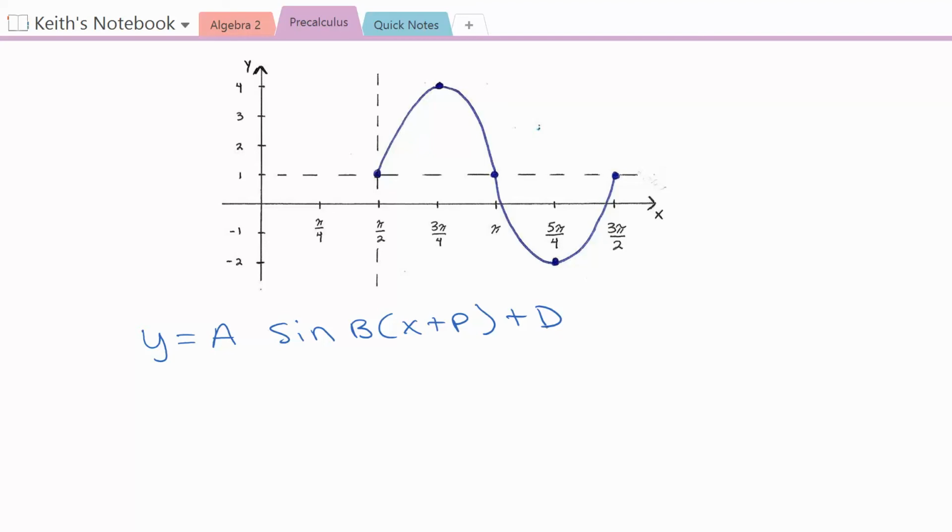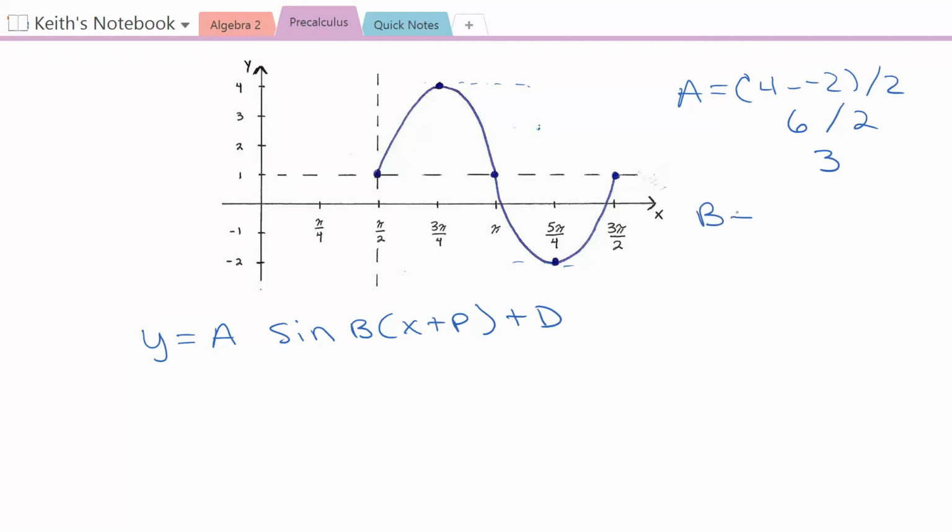This is where it's nice to have the dotted lines. First of all, the amplitude, the A: the top is 4, the bottom is -2. So you go 4 minus -2, divided by 2. 6 divided by 2 is 3. So that means A is equal to 3.